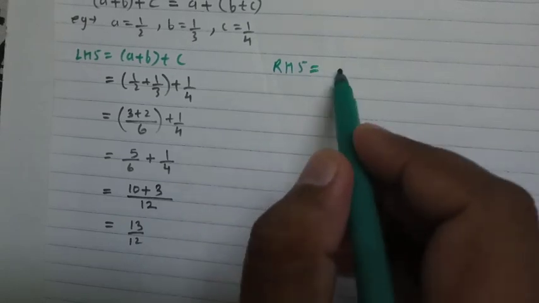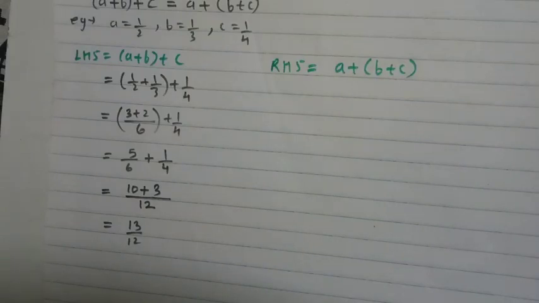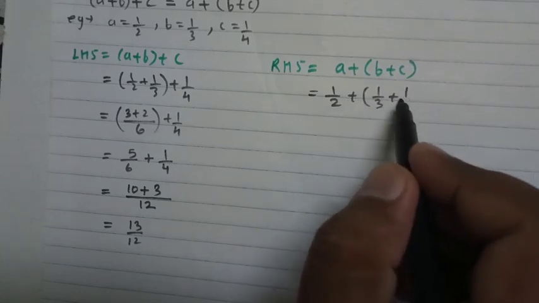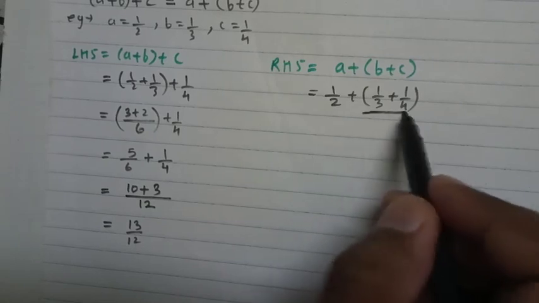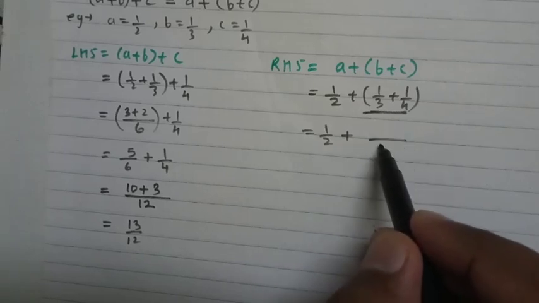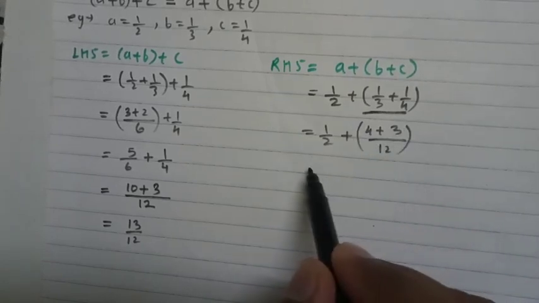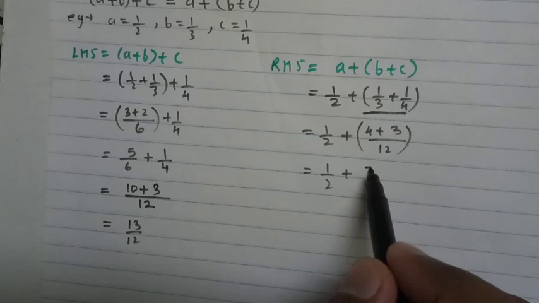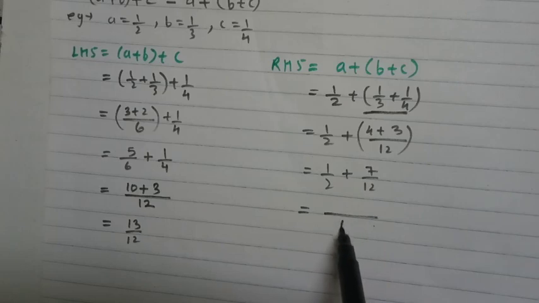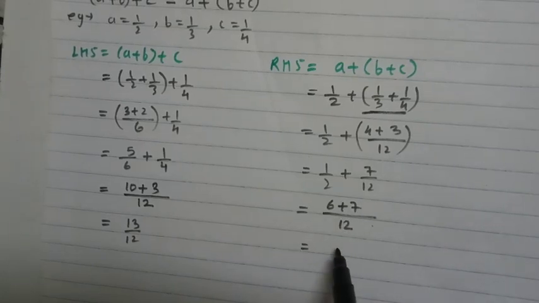Okay, now let me move with the right hand side. So right hand side is nothing but a plus in bracket b plus c. So now we'll substitute the values. It's 1 by 2 plus 1 by 3 plus 1 by 4. The bracket will be solved first, so underline it. So that means you are doing the operation on the underlined thing. So 3 and 4 LCM is 12. So it will be 4 plus 3. Okay. So this will be 1 by 2 plus 7 by 12. Now, what is the LCM of 12 and 2? It is 12. So it will come out to be 6 plus 7, which is nothing but 13 by 12.